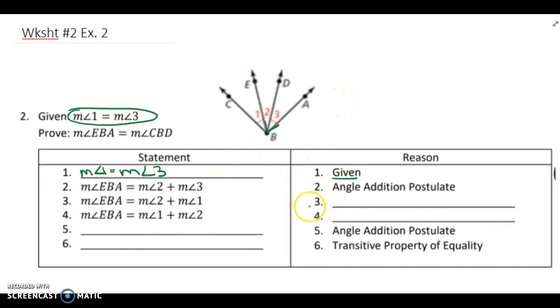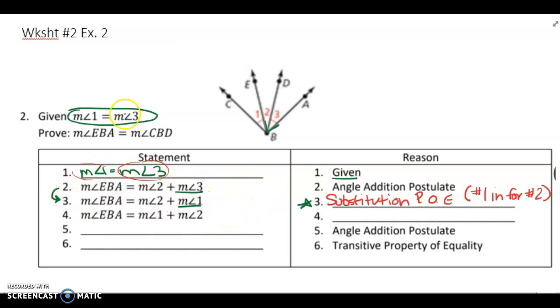Now what I put here is my reasoning of how I went from number 2 to 3. What makes it a legal move here? Notice in 2 and 3, the only thing that changed is our measure of angle 3 changed to a measure of angle 1. How can we do that? If we look up here, measure of angle 1 is equal to the measure of angle 3, so I can substitute it in. So, substitution property of equality, and I substituted number 1 in for number 2. I substituted this here into this line.